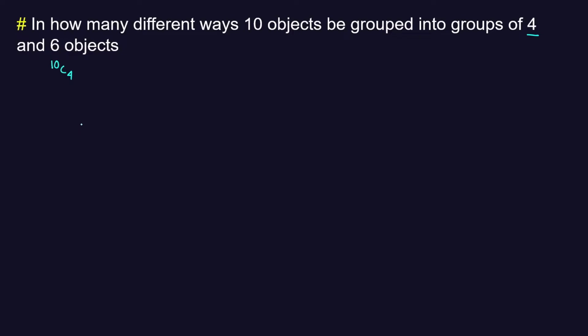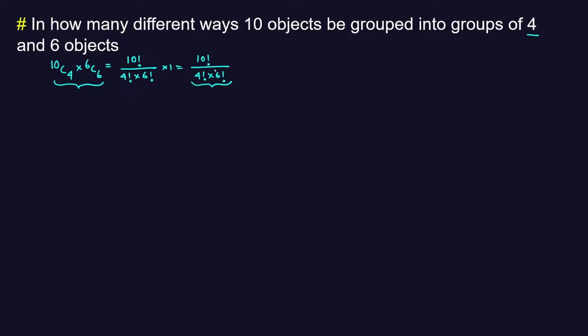10C4 different ways. And we are now left with 6 objects. So that can be selected in 6C6 different ways. Therefore, total number of ways will be factorial 10 divided by factorial 4 into factorial 6 into 1. So we got factorial 10 divided by factorial 4 into factorial 6. Am I correct or not? If I use C, we are getting this as your answer of dividing 10 objects in 2 groups containing 4 objects and 6 objects.